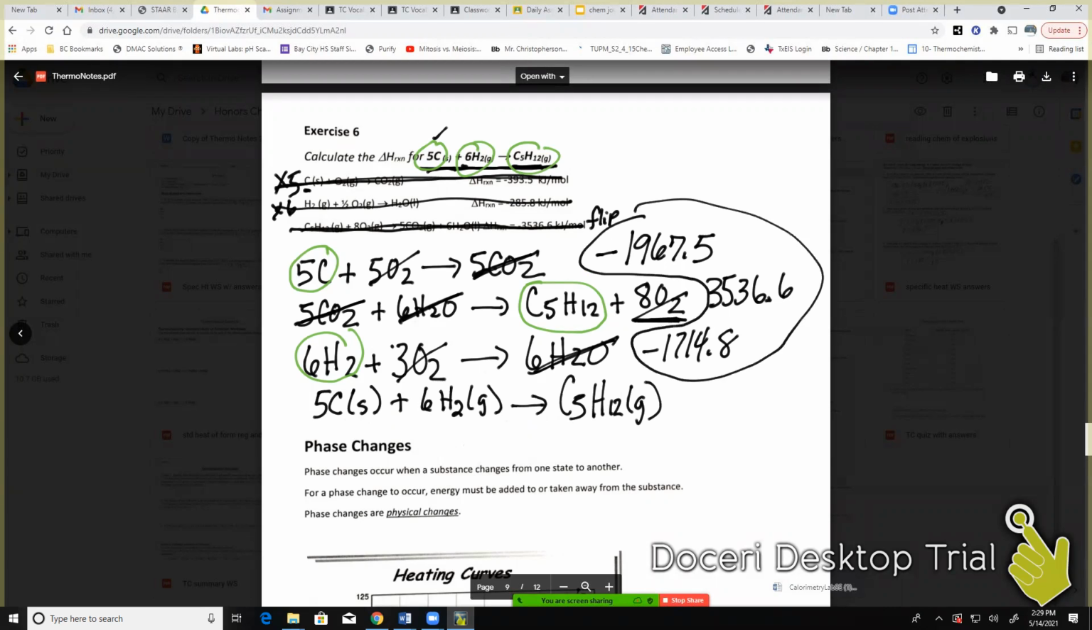Yes, exactly like that. Yes, ma'am. So there are my numbers. I'm going to add them all up, and they all have 1 place behind the decimal. So my answer should also be 1 place behind the decimal. I got negative 145.7. Does that sound familiar to anybody? Oops, forgot my 1. Kilojoules per mole.